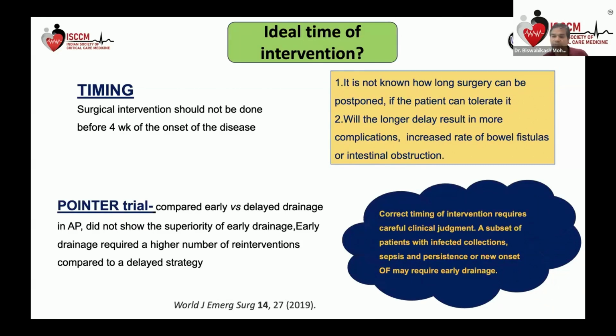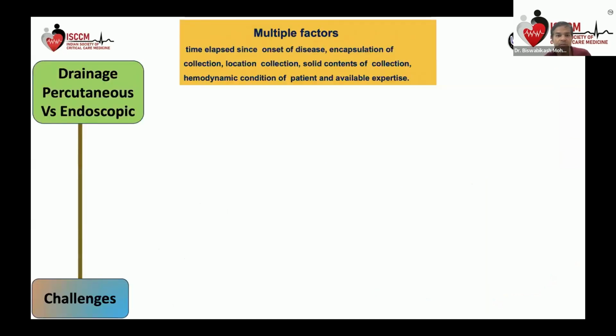A subset of patients with infective collections, sepsis, or persistent or new organ failure may require early drainage. Now, coming to which type of intervention, whether you should go for percutaneous or endoscopic, that depends on multiple factors. That means the time since the onset of the disease, whether the collection is encapsulated or not, location of the collection, solid content of the collection, hemodynamic condition of the patient, and the available expertise.